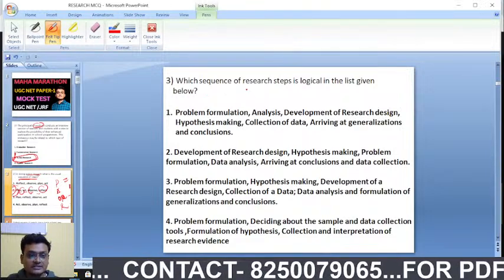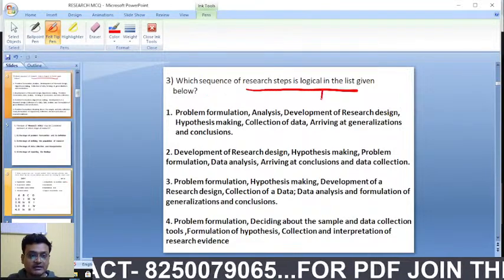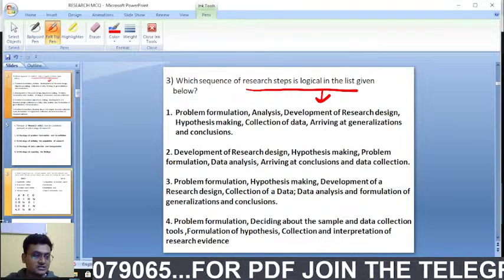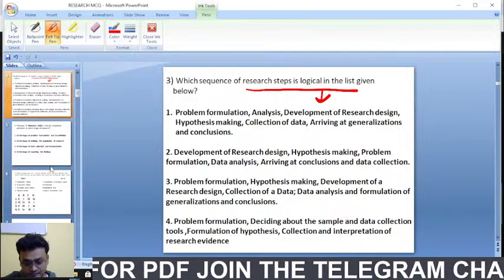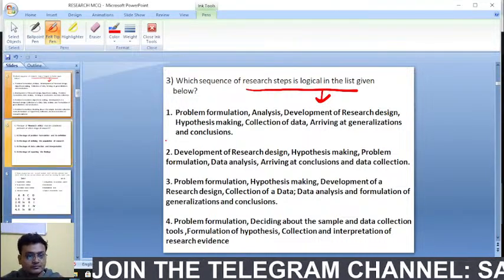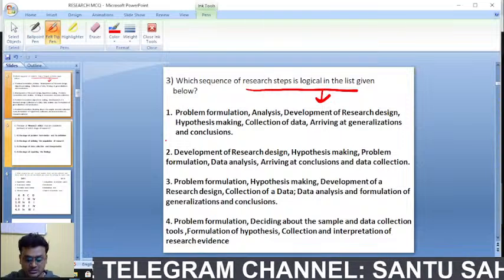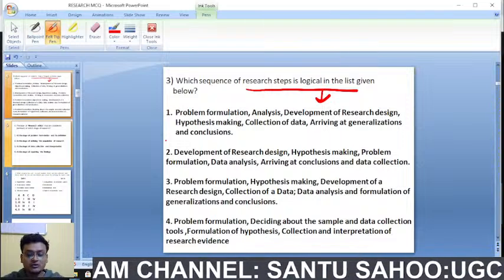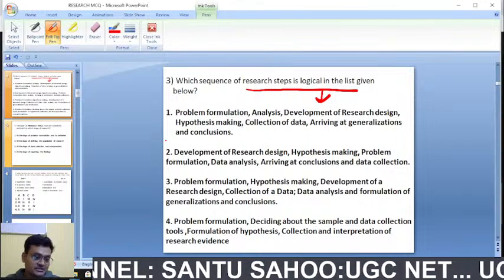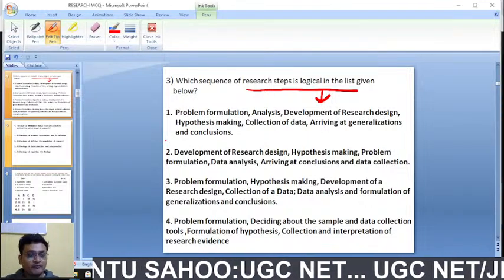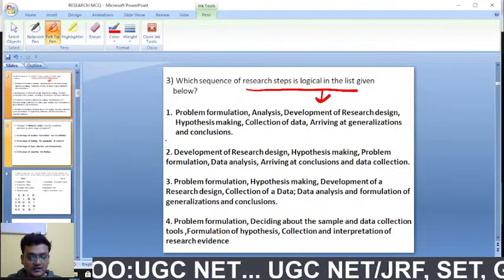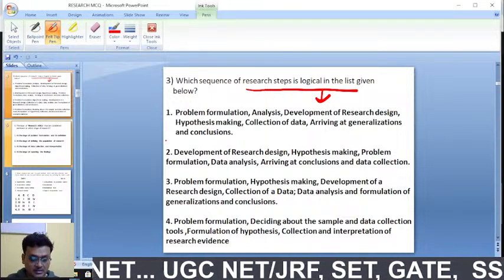Which sequence of research steps is logical in the list given? Steps of research. I am telling you, the first step of research is that you have to first find the topic.